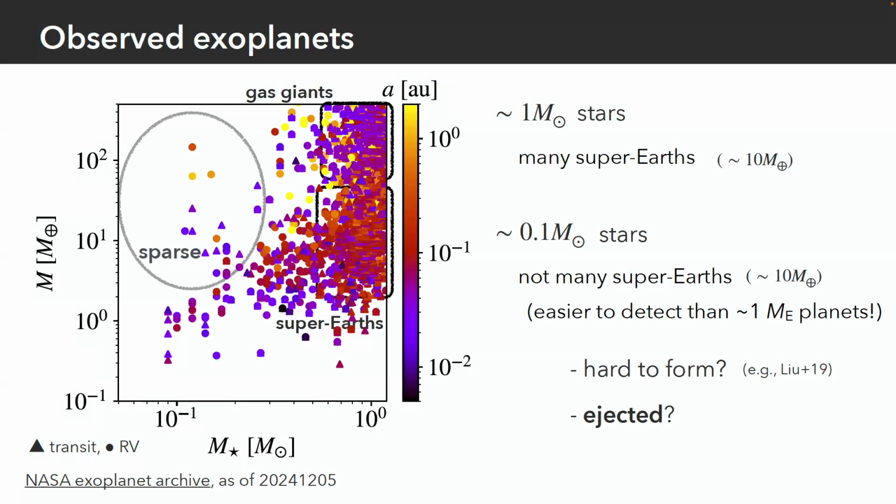We can interpret this by two scenarios. One is how to form these planets: 10 Earth mass planets around 0.1 solar mass stars are very hard to form if there is not enough material. But in this talk, I focus on the ejection scenario, where such super-Earths are removed by ejection.